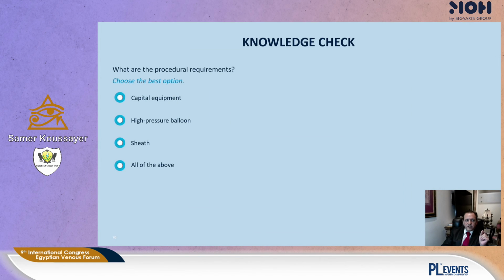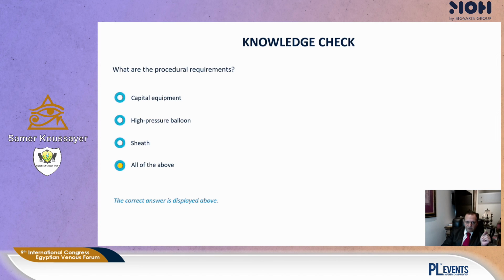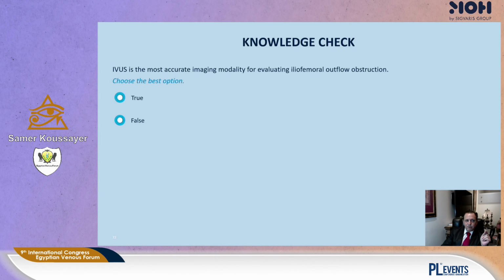So last question now: what are the procedure requirements? You need a capital requirement, high pressure balloon, sheath, the above, of course. The last thing: IVUS is the most accurate imaging modality to evaluate iliofemoral outflow obstruction.